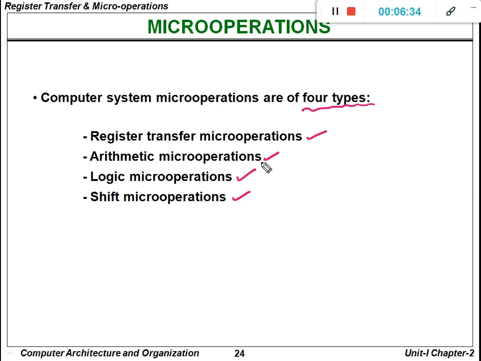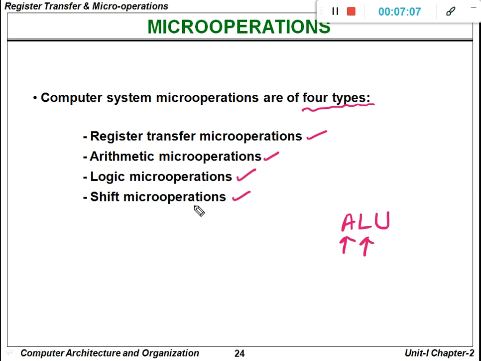Similarly, as far as arithmetic micro operations are concerned, already we know that inside the computer there is an arithmetic logic unit, ALU, which performs the arithmetic operations as well as the logical operations. The micro operations needed to perform the arithmetic operations are called arithmetic micro operations. The operations needed to perform the logic operations are called logic micro operations.